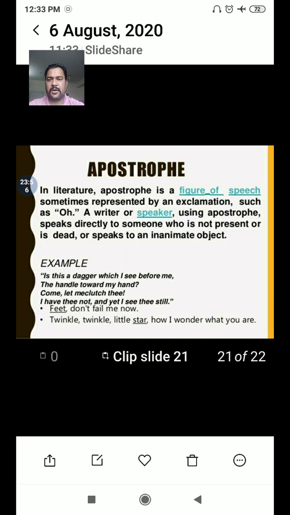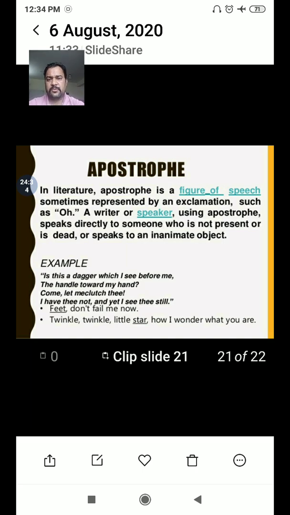Next one is apostrophe. So in literature, apostrophe is a figure of speech, sometimes represented by exclamation marks or an exclamation such as "oh." So a writer or speaker using apostrophe speaks directly to someone who is not present or who is dead, or speaks to an inanimate object. That is apostrophe, usually used in drama. In Shakespeare's dramas, you would see a lot of apostrophes used.